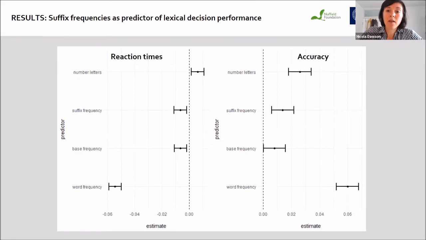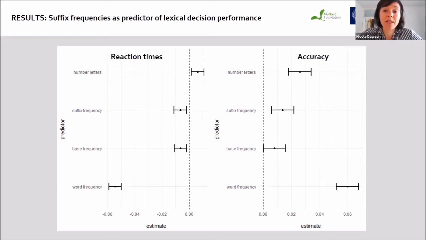So we ran two multiple regression models, one with reaction time as the outcome variable and the other with accuracy. The predictors in each model were suffix token frequency, along with other characteristics that we thought might account for some of the variance: whole word frequency, base frequency, and also word length in letters. So these plots show the estimated coefficients for each predictor, with the reaction time model on the left and the accuracy model on the right.